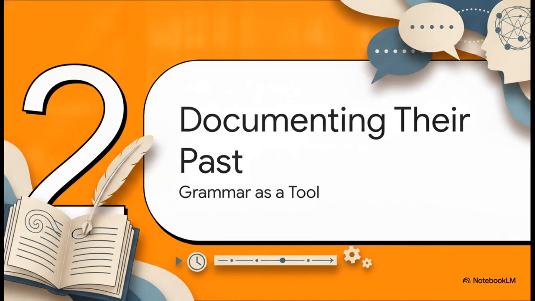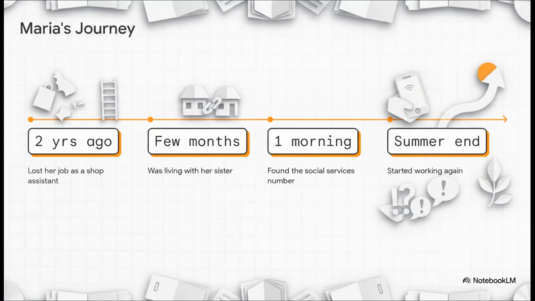Moving on to our second tool, documenting their past. And this is where we reframe grammar from being a dusty old rulebook to an active, vital reporting tool. Let's look at a real-world scenario with a woman named Maria. Mapping out her story chronologically really highlights how documenting past trauma and progress requires precise grammatical tools.